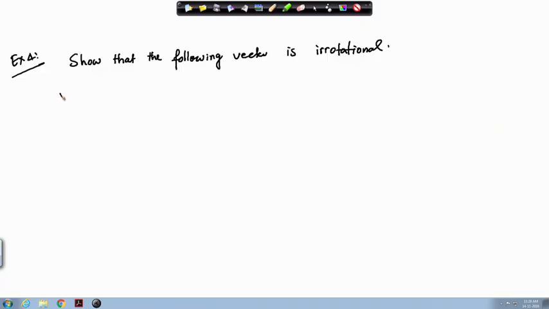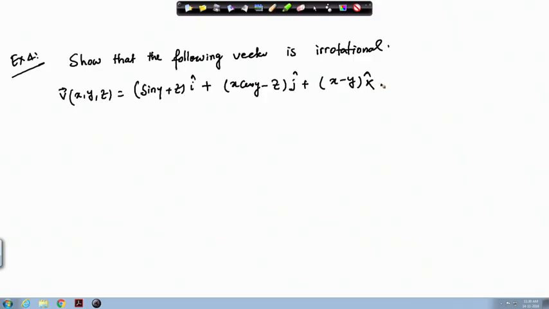So, our given vector is v(x, y, z). This is our given vector function: (sin y + z) times i plus (x cos y minus z) times j plus (x minus y) times k.